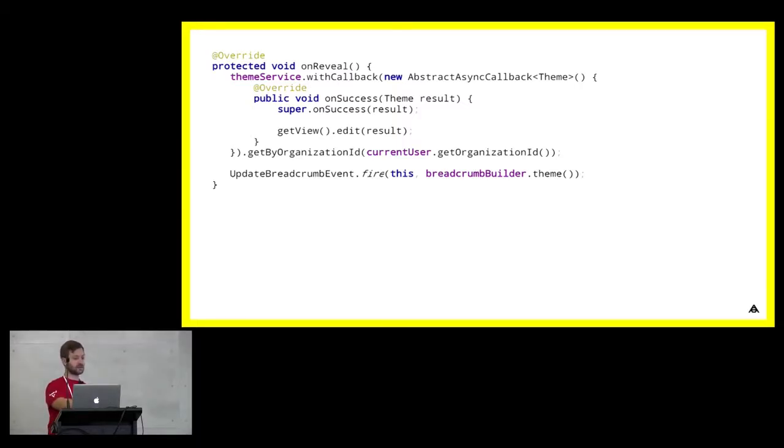So for the event itself, there's always a static fire method to fire the event from this, which is the class from which it's being called. All presenters implement HasHandlers, which end up calling the event bus's fireEventFromSource, which is the presenter, then the object that you want to throw over the event bus, and the event that you want to throw on the event bus.